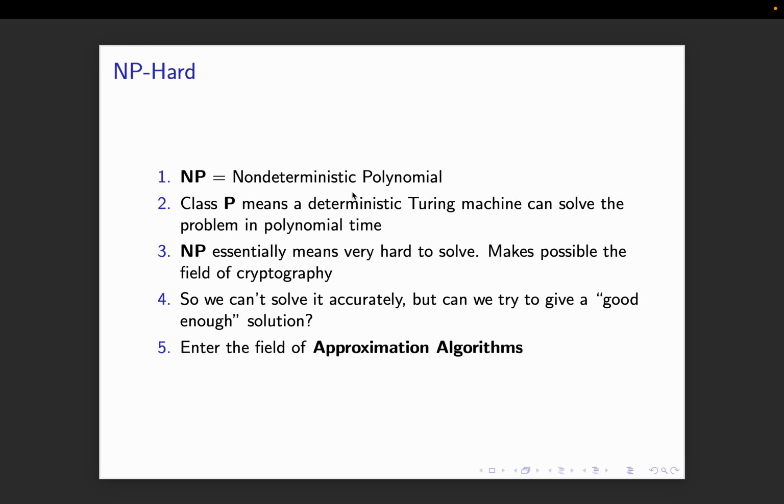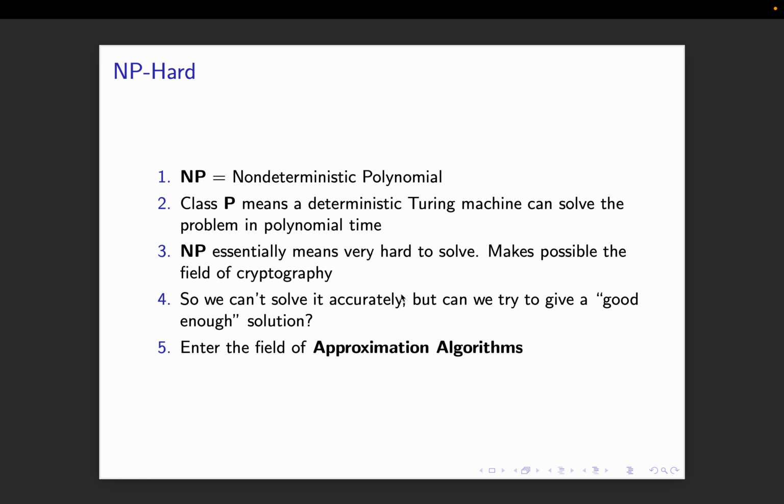So NP, well, if you have seen my other videos on NP hardness, NP complete, whatever, is non-deterministic polynomial. So class P means a deterministic Turing machine can solve the problem in polynomial time. NP essentially means very hard to solve. There is a technical definition of NP that is that it's polynomially easy to verify but not solve. So it's something technical, but it essentially means that it is very hard to solve. So that's what makes possible the field of cryptography, because it's so hard to solve that for, let's say, a 1,000 input graph, it's just not solvable accurately.